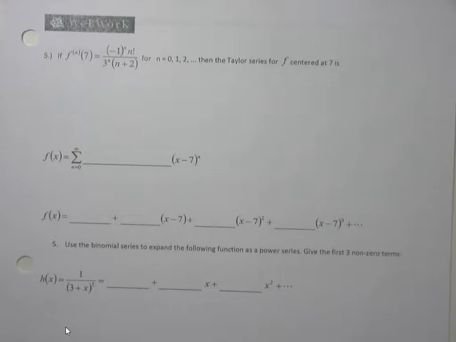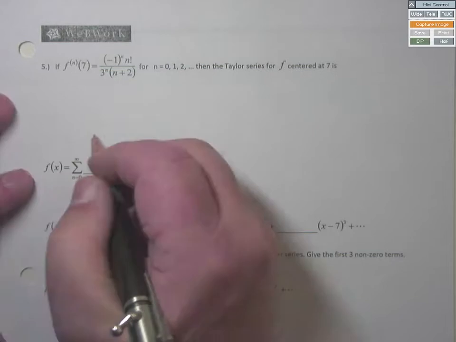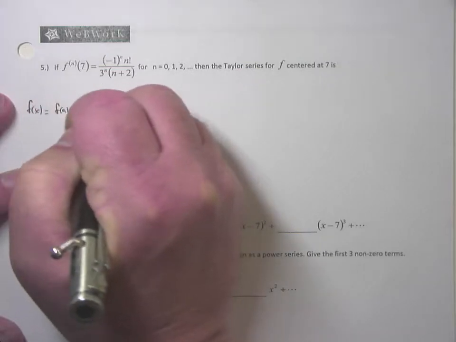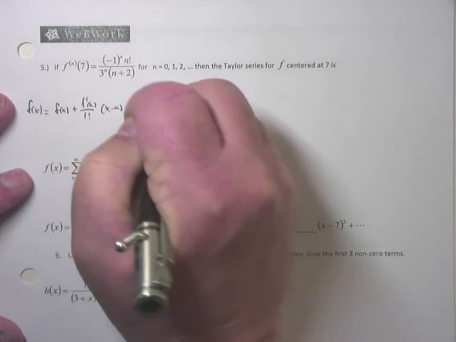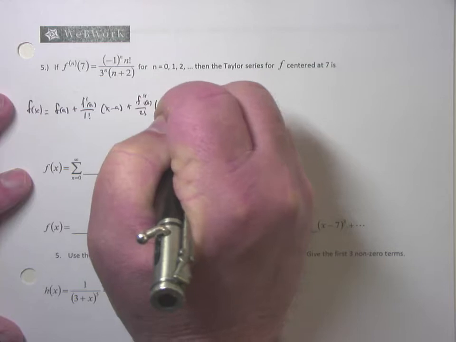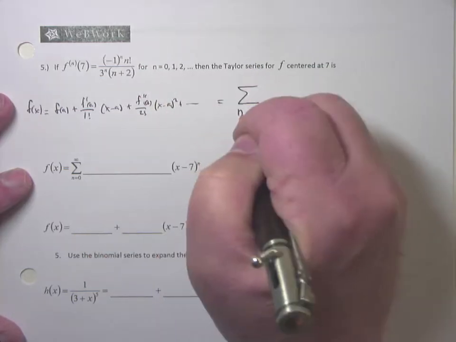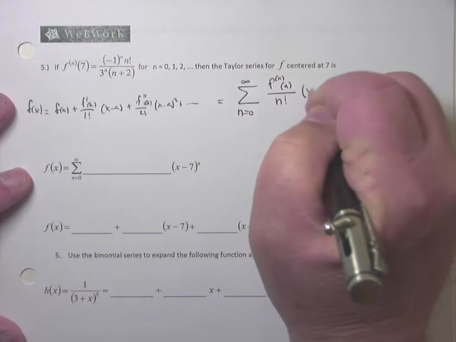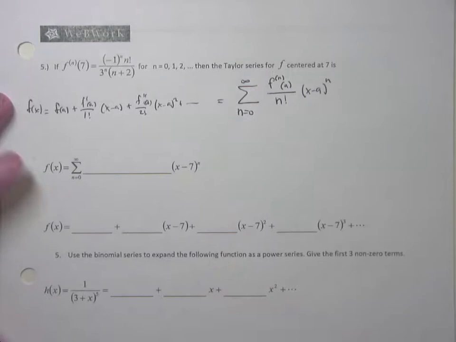It says this. If f^(n), that's the nth derivative of f, evaluated at 7, is negative 1 to the n times n factorial divided by 3 to the n times n plus 2, for n equals 0, 1, 2, dot dot dot, then the Taylor series for f centered at 7 is what? All right. So we know that the formula for the Taylor series is f of x equals what we just wrote down: f of a plus f prime of a over 1 factorial times x minus a, plus f double prime of a over 2 factorial times x minus a squared, plus dot dot dot, which when you write it as a series, is the sum as n goes from 0 to infinity of the nth derivative at a over n factorial times x minus a to the n power. This is the series formula for this.